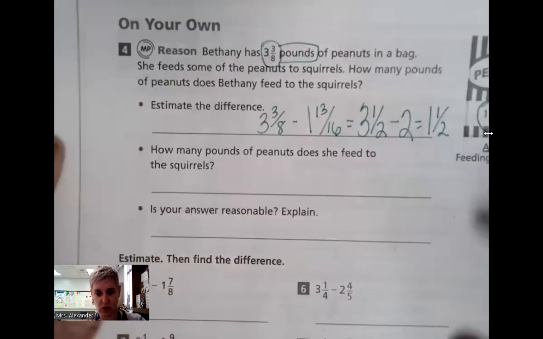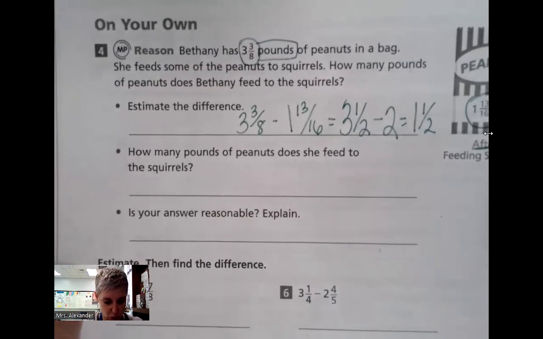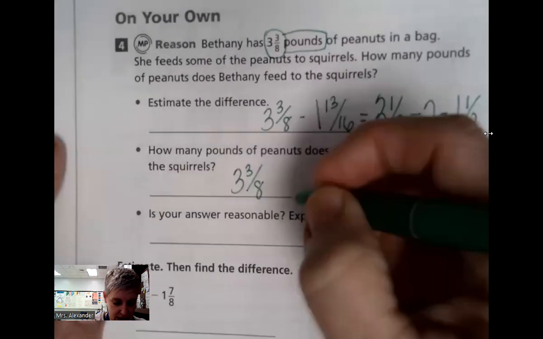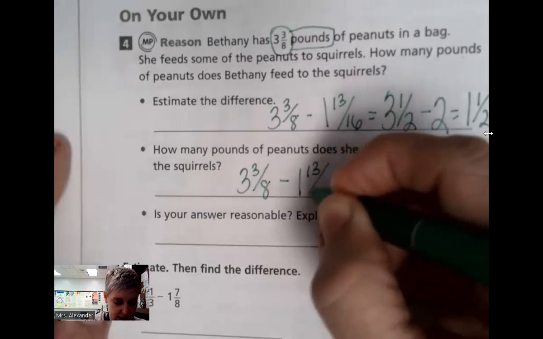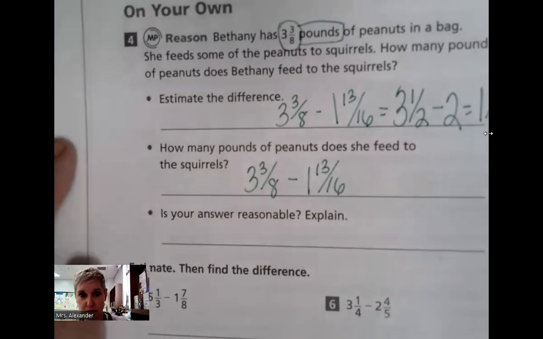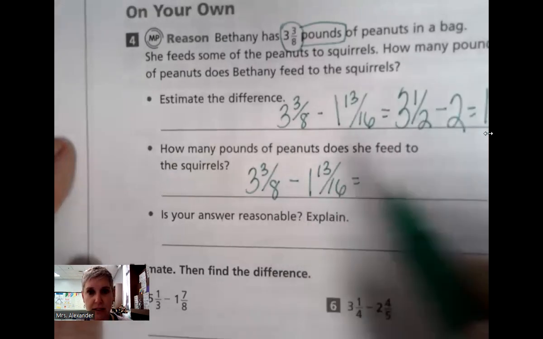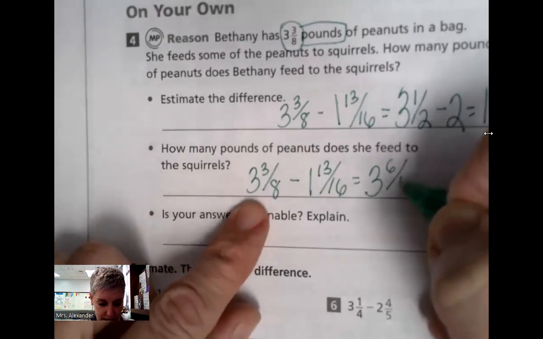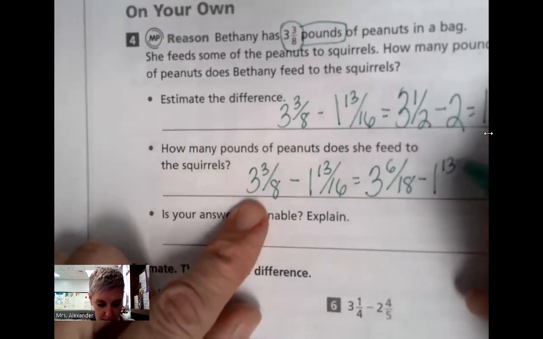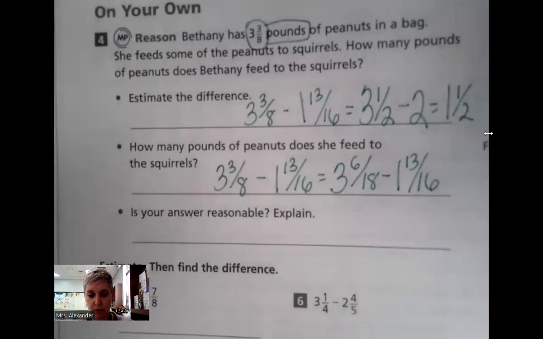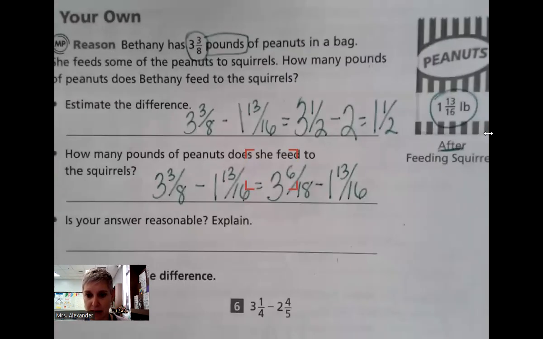So let's see. It says, how many pounds of peanuts does she feed the squirrels? She had 3 3/8, and afterwards, she had 1 13/16. So as always, let's find the common denominator, which is what we would do normally. 8 and 16, we can use 16. So we have 3 6/16 minus 1 13/16. When I look at the fractional part of my mixed numbers, I cannot subtract 6 minus 13.